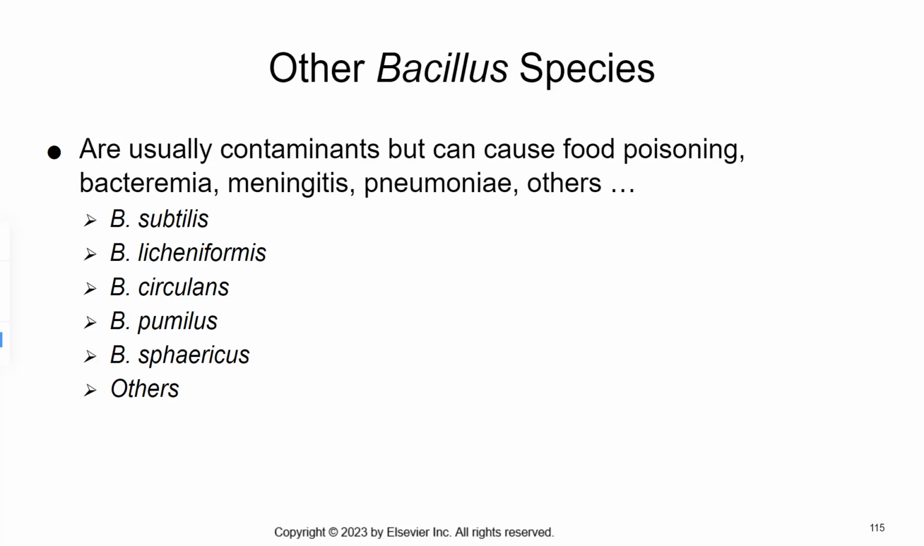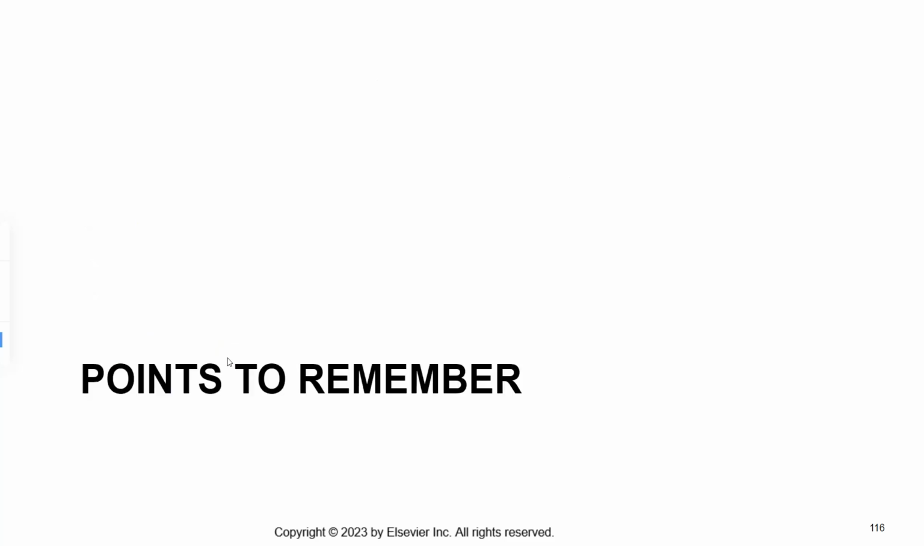Other Bacillus species are listed here, usually contaminants. They can cause food poisoning, bacteremia, meningitis, pneumonia, and other types of infections, but here is a list of some of the different species. You can go ahead and review the points to remember, and that is it for today's lecture.